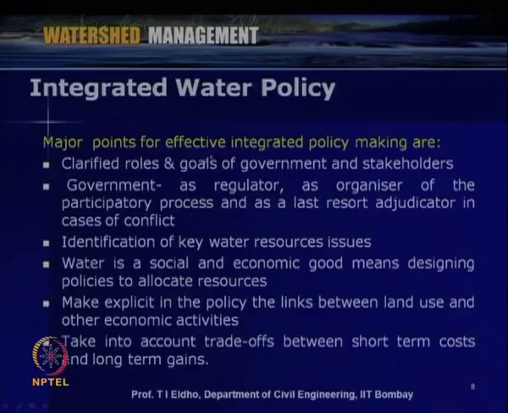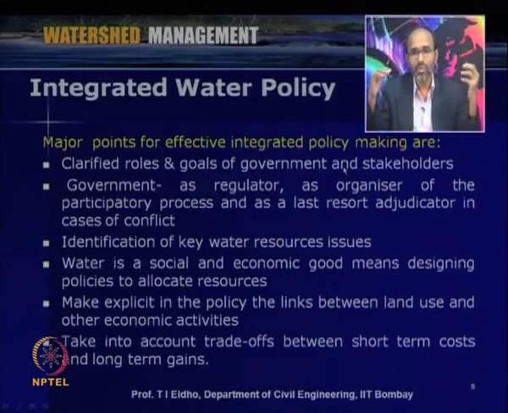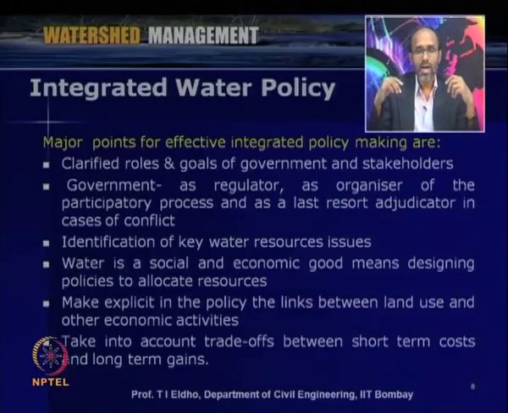So, some of the important points to be considered for effective integrated policy making are, we have to clarify the roles and goals of government and stakeholders. So, central government or state governments, what will be their roles, how each ministry or each department plays its role, and how each department should collaborate with the stakeholders. And then the second important point is government as regulator and as organizer of the participatory process. So, we have to consider the needs of the people and how particular schemes can be implemented, and the government as a last resort adjudicator in case of conflict.